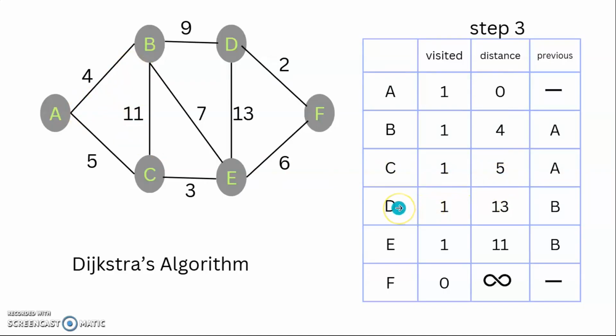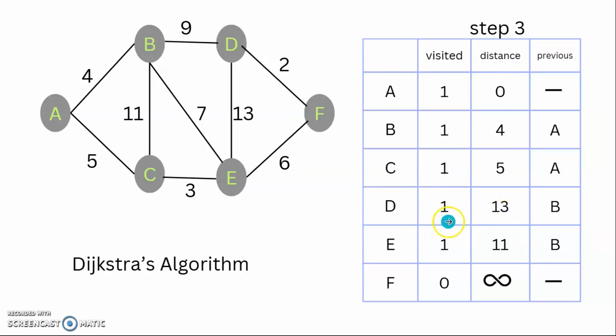But for D, there is a direct connection between B and D, and the weight is 9. As you come from B, A to B is already 4, so 4 plus 9 is 13. So this 13 is updated here because in the previous table it was infinity, that is, no path was available. But now I am able to identify a path, so that is why I am entering it as 13.